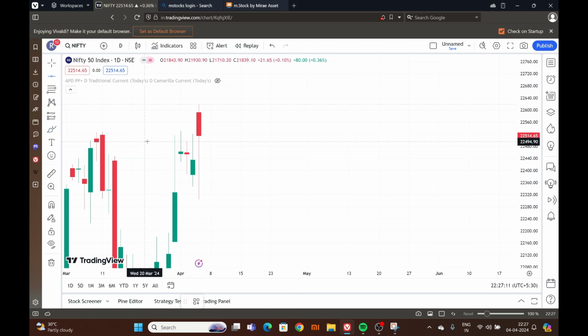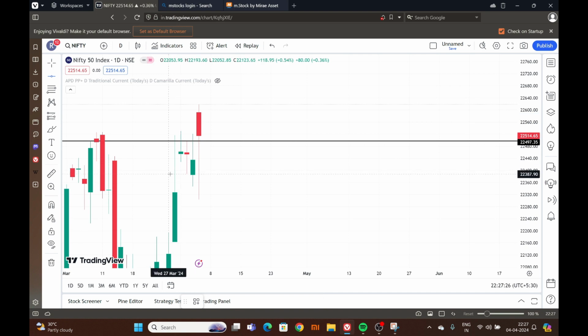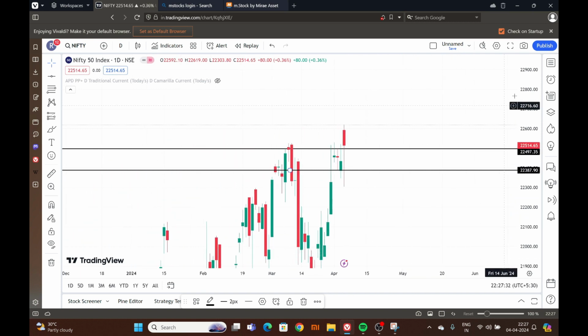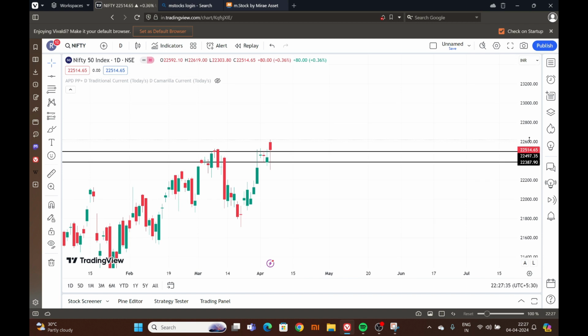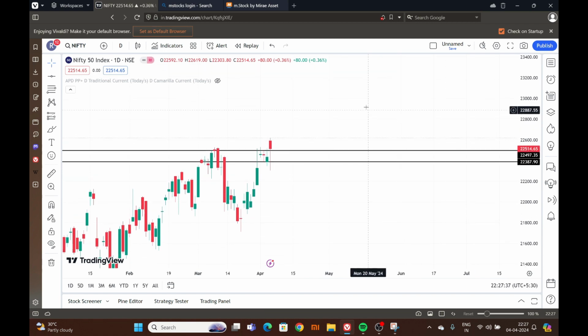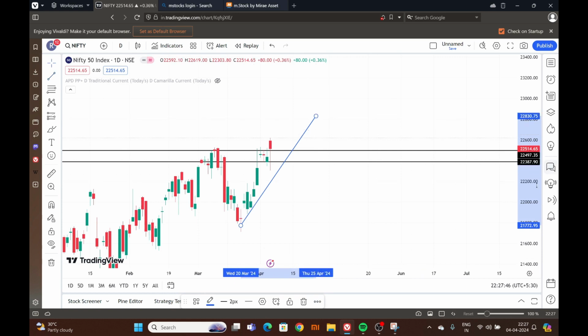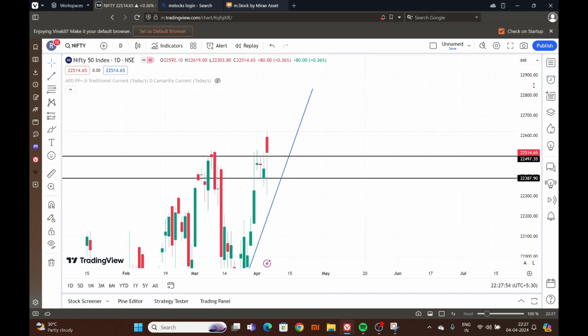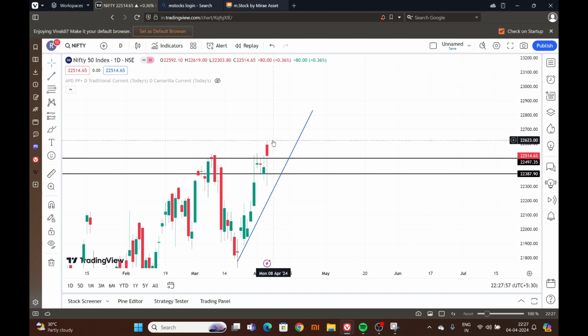So this means there is buying pressure on this day. Let's analyze further. Let's mark the day high and low. And we also need to identify the support levels and resistance levels. The overall market trend is bullish, and so the market can potentially move on the upside. First we'll draw the support level.